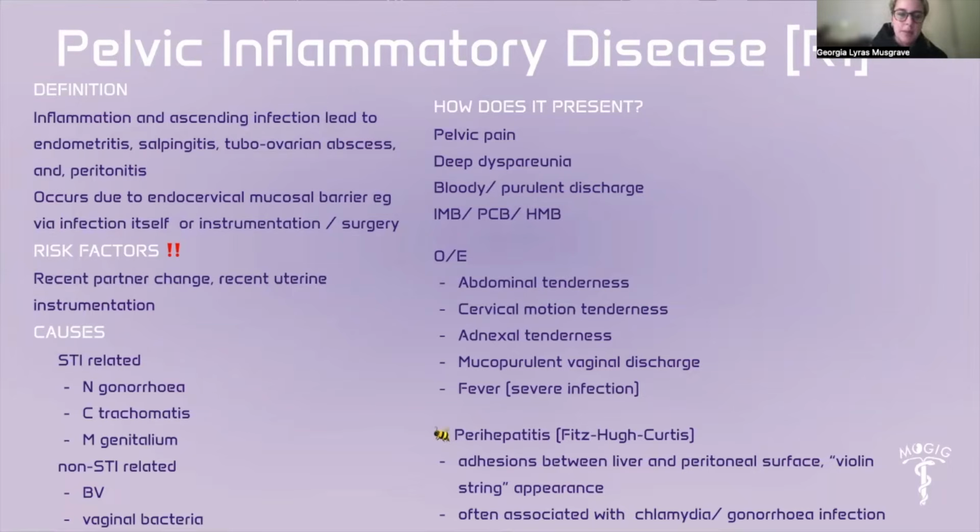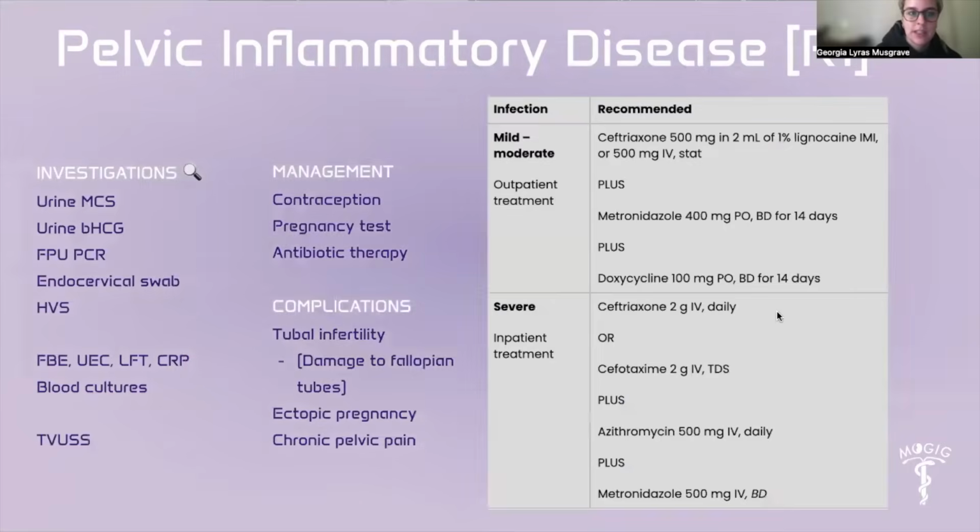The buzzword in pelvic inflammatory disease is perihepatitis or Fitz-Hugh-Curtis syndrome, where you get adhesions between the liver and the peritoneum in a violin string appearance, which is often associated with chlamydia or gonorrhea infection.